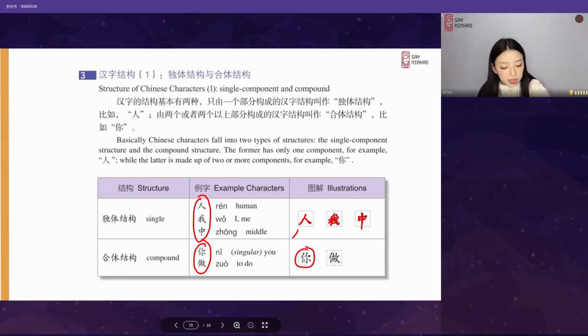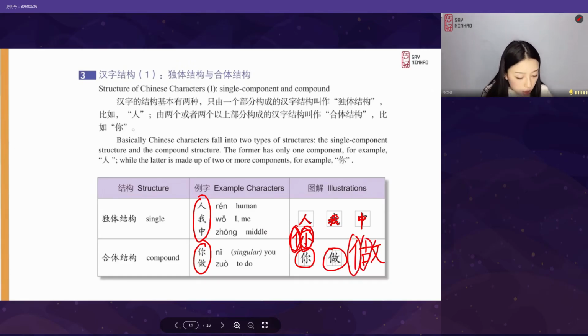But this one, 你, I will write it bigger. I can easily separate this word into two parts, right? This part and this part. And for 做, which means to make, to produce. Okay, let's see. I can separate it into how many parts? 3 parts, right? This one, and this one. So we can see it is really easy to see the differences between the single and compound structures in Chinese. So these are really easy to separate into different parts.